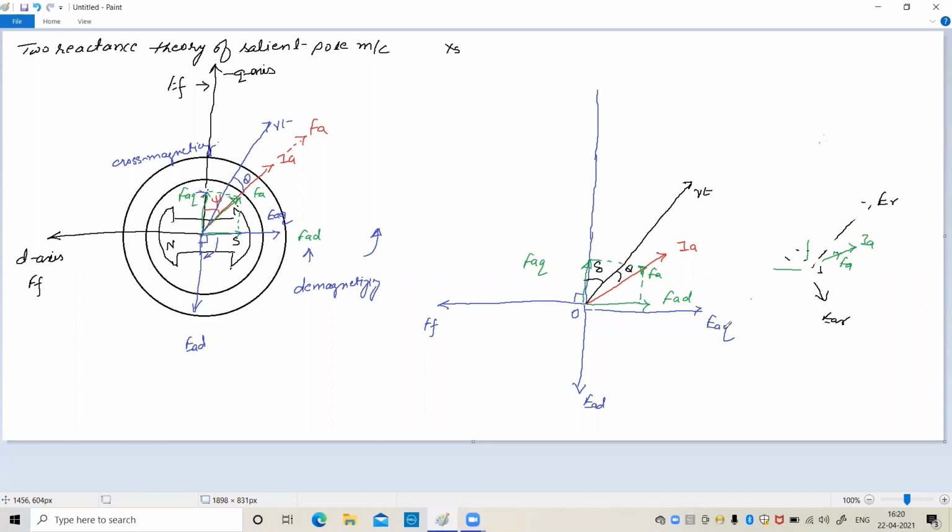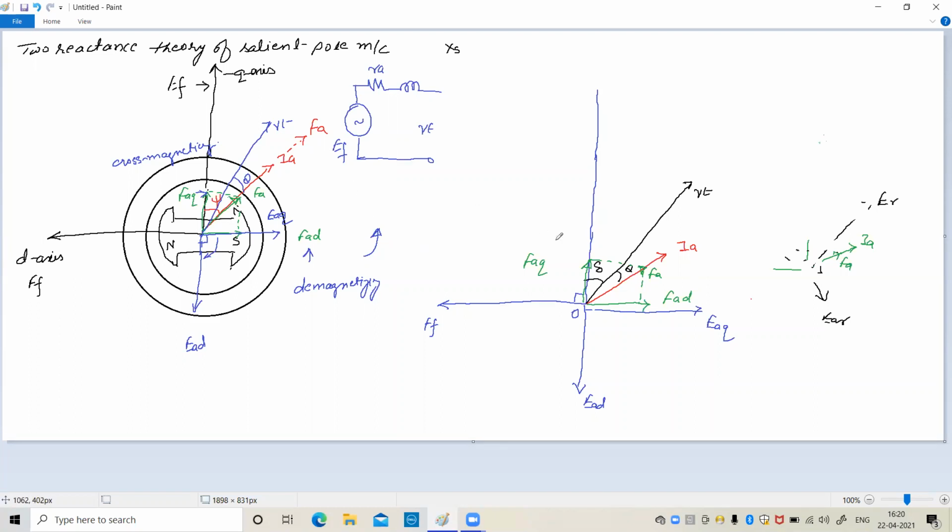Okay. Now your armature has resistance also. Say our equivalent circuit comprises the excitation EMF. Now there are some resistance and reactances. There are two reactances for the salient pole machine, and there is the armature resistance, and this is your terminal voltage.